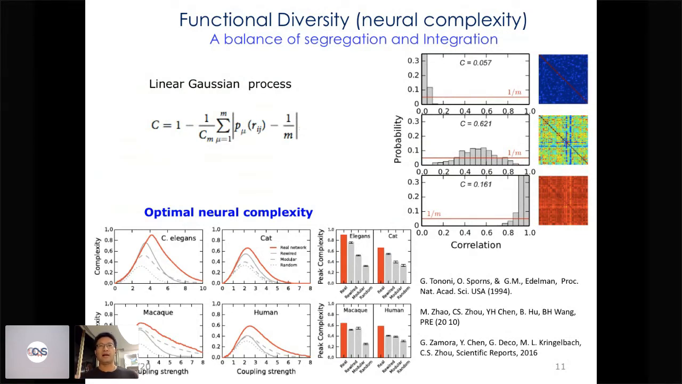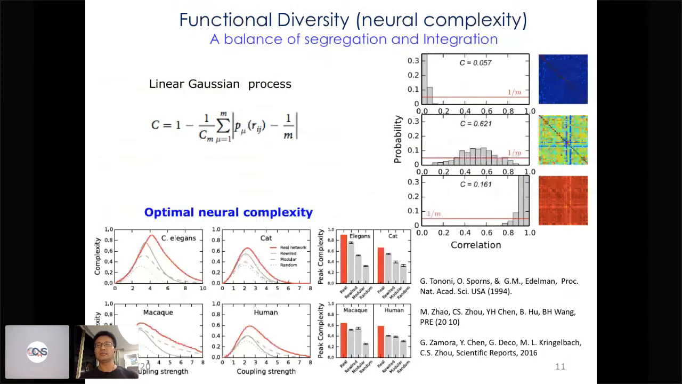You need a balance of segregation and integration, and that is called neural complexity. Here I want to introduce a simple but intuitive measure of neural complexity from the functional connectivity, or the correlation between the neuron populations. When we couple them in a network, suppose we have a parameter to tune, like coupling strength. When the coupling is very weak, the interaction is very weak, and the neuron populations are relatively independent. So they are segregated. There's no integration.